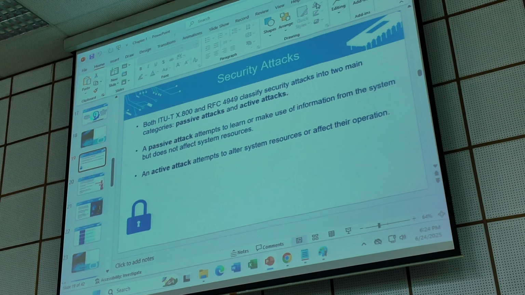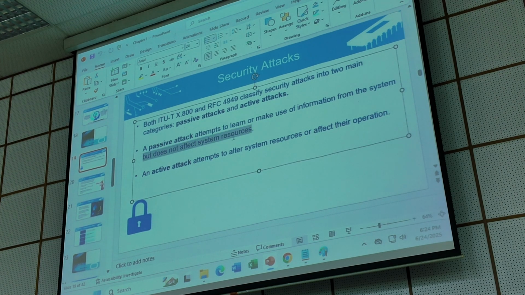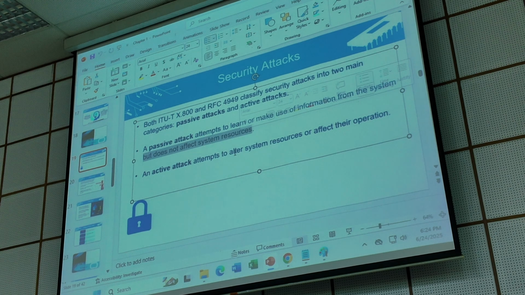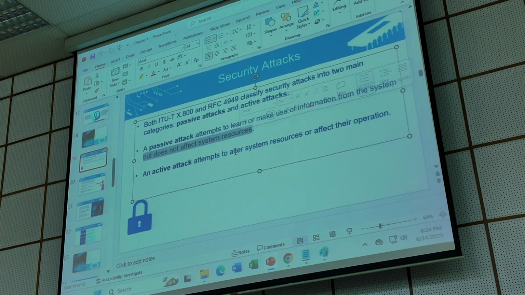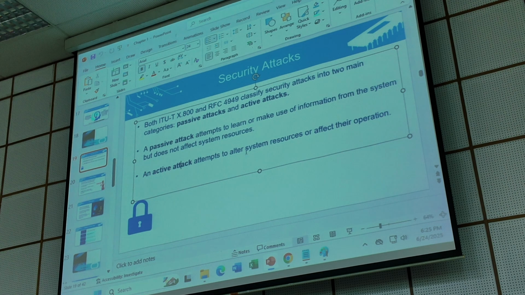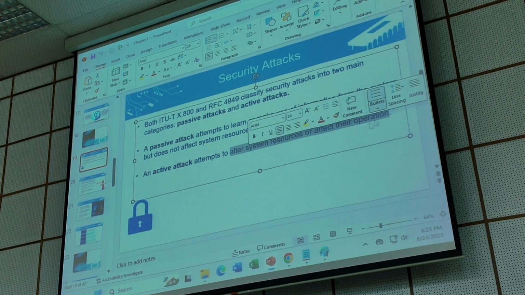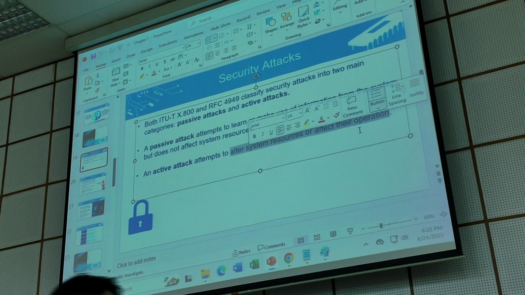So we read the definition here. Passive attack means that it does not affect the system resources. It only learns or makes use of the information. They just collect the information and do not do anything to it. They just collect the data. Active attack means that the system or the operation of the system will be affected. So this is the difference between active attack and passive attack.